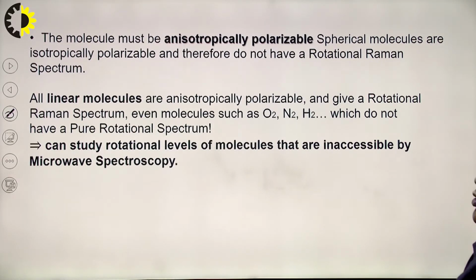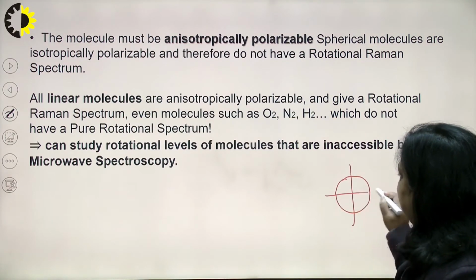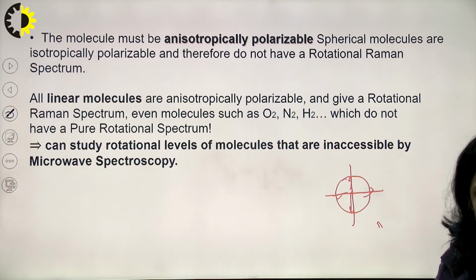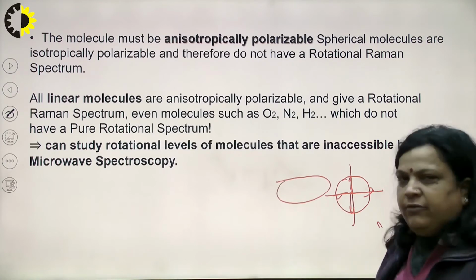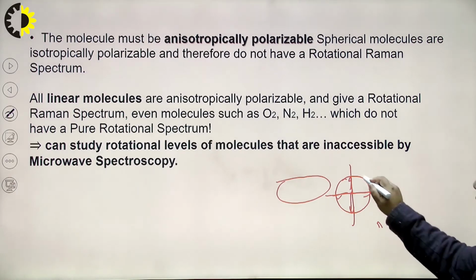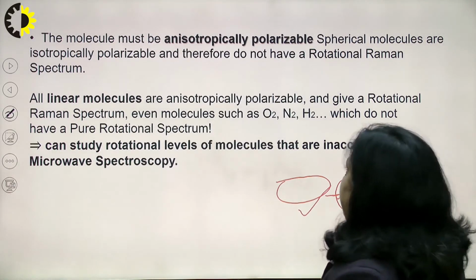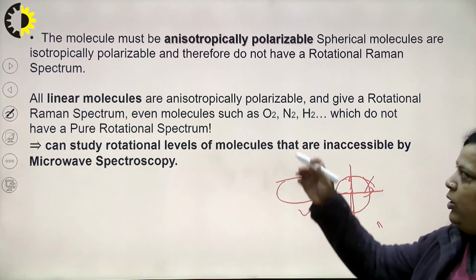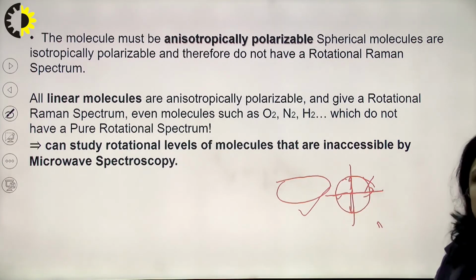Spherical molecules are isotropically polarizable. If we take a spherical molecule, the distortion in each direction is the same, but it should be anisotropic, and that is why it forms an elliptical order. Therefore, spherical molecules do not have Raman rotational spectra. Linear molecules are anisotropically polarizable, and that is why they give rotational Raman spectra. Even molecules like O2, N2, H2, which do not have a pure rotational spectrum, have a Raman spectrum.